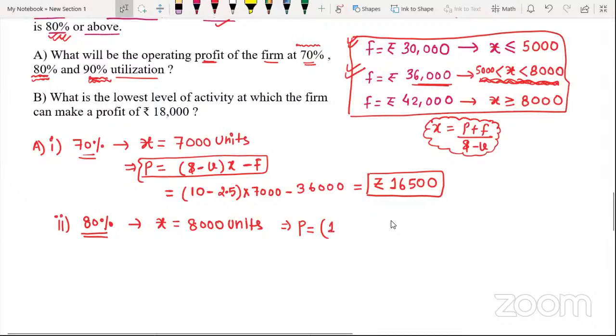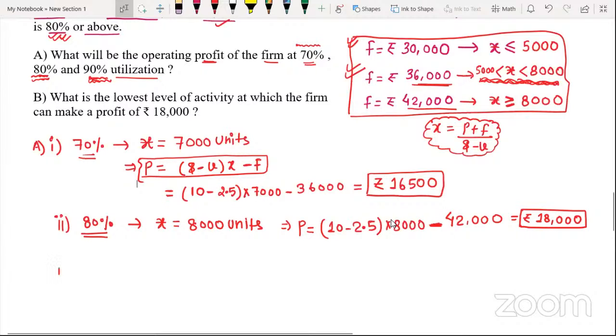So what is the S? S is 10 minus small v, that is variable cost per unit, is rupees 2.5, into 8,000 minus fixed cost. So what is the fixed cost? You can see when x is equal to or greater than 8,000, then the fixed cost is 42,000. So what is the answer? The answer you will get in this case is 18,000 rupees. You can see the profit has increased. Okay, the profit has not increased because the fixed cost is increasing and it is minus.